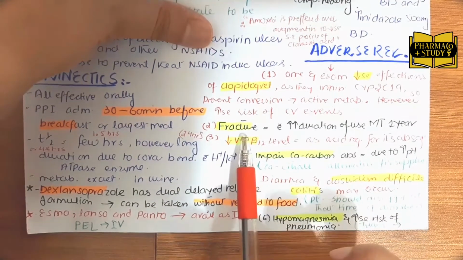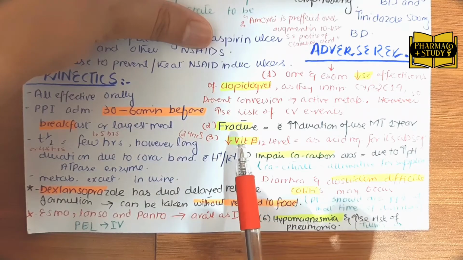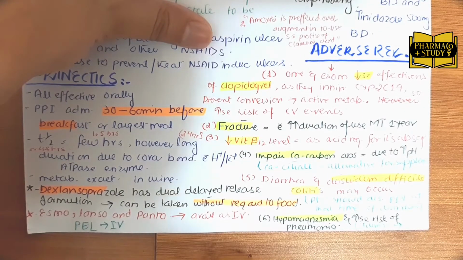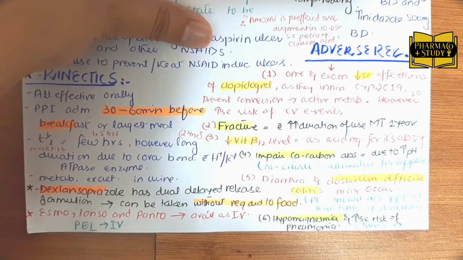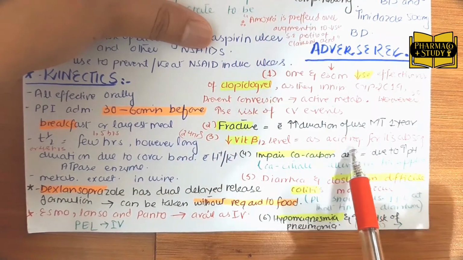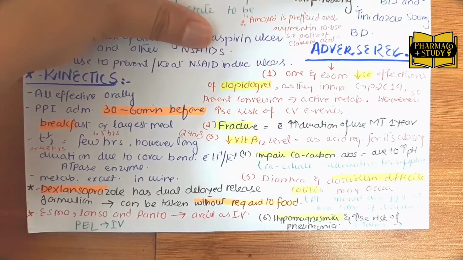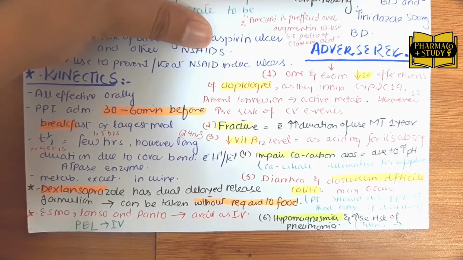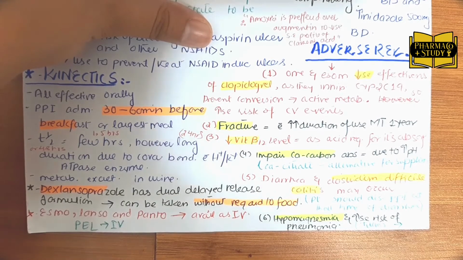Now the other adverse effect is fracture. Why does it cause fracture? Because number one, it inhibits calcium absorption. Second, it decreases the absorption of vitamin B12. Vitamin B12 is very important for your nerve functioning and proper body functioning. Why does it reduce vitamin B12 level? Because proton pump inhibitors increase the pH of your stomach, while vitamin B12 requires an acidic environment for its absorption, so it does not absorb when you are taking proton pump inhibitors.